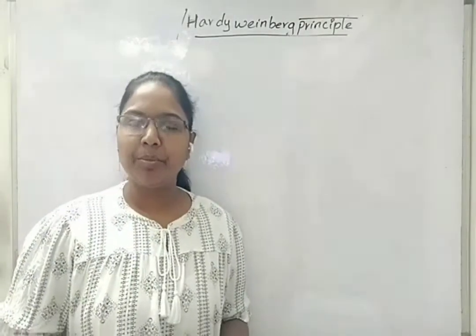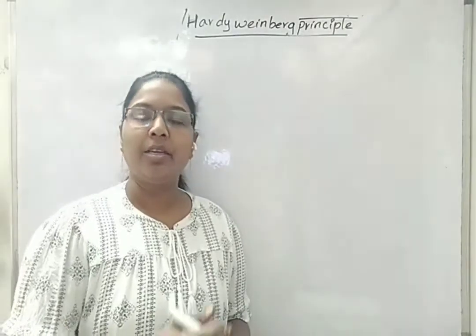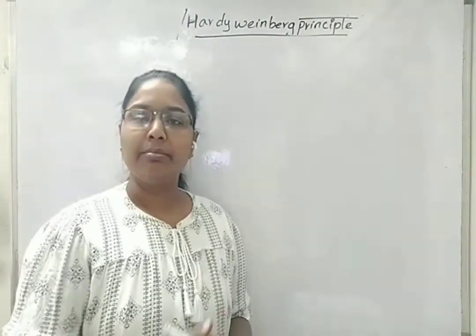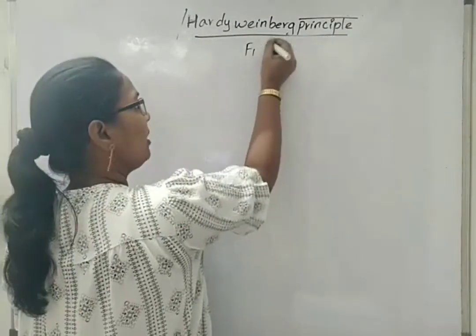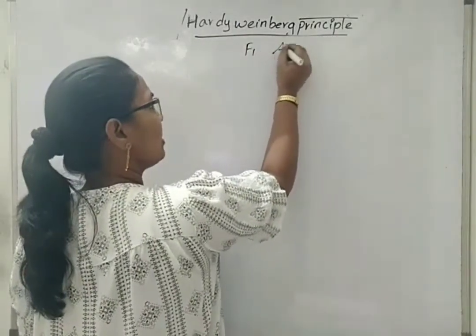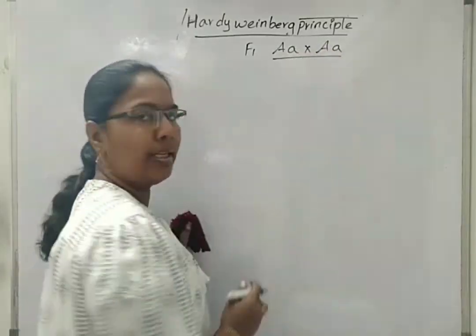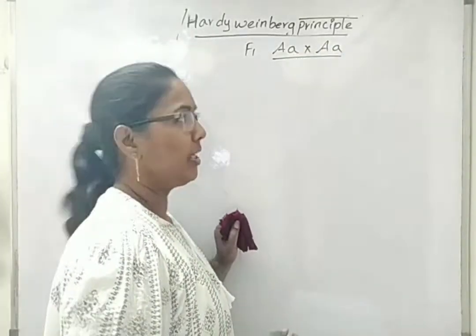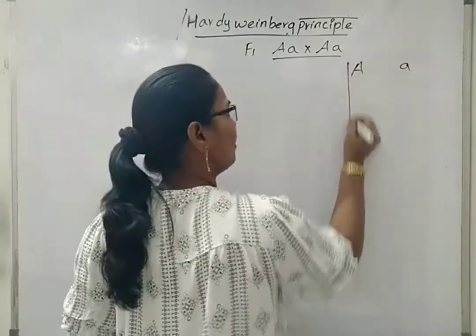If the number of organisms in a population has to be increased, there should be an increase in the number of generations. So F1 organisms will self-mate. This possibility is also there in the F1 generation. So we can represent this in a Punnett square.